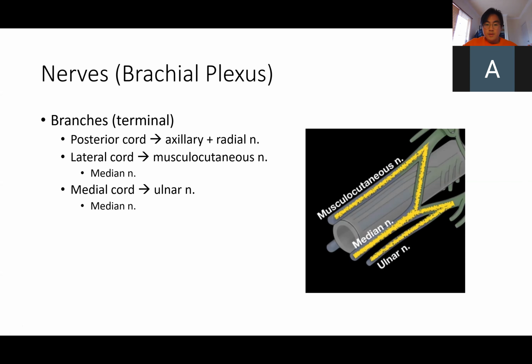And it makes sense that it comes from the lateral cord because the musculocutaneous nerve sort of takes a diagonal or an oblique route through your arm, starting from your shoulder to your lateral forearm. So it takes an oblique route, a diagonal route. So it makes sense that it's a lateral cord. We'll look at some photos later. And the median nerve is formed from both the lateral and medial cord, which makes sense because it's between them.